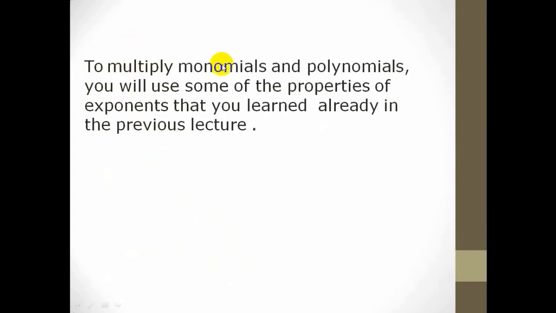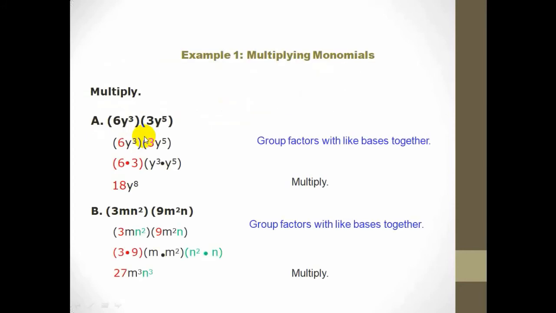Now, to multiply monomials and polynomials, you will use some of the properties of exponents that you learned already in the previous lecture. For example, example number 1, to multiply monomials, to multiply a single term. A monomial means a polynomial which contains only one term. This is one monomial, this is the other monomial. How to multiply two monomials?